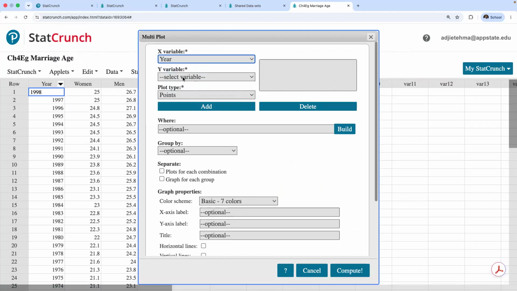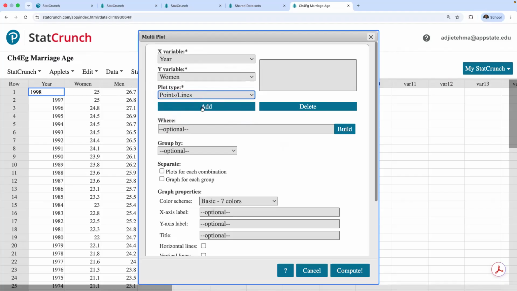So let's do it one at a time. It only allows us to select one before we add, and then we can do the other one. So for the Y variable, we could select women first. And then I want to show points and lines. You could do points, or you could do lines, but I want to do points and lines. And then because it's men and women, I have to include men too.